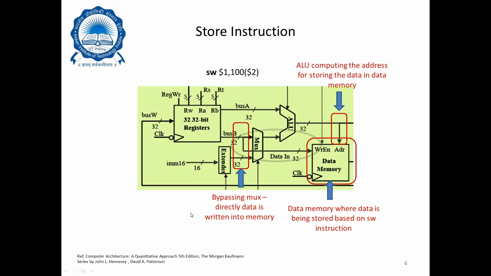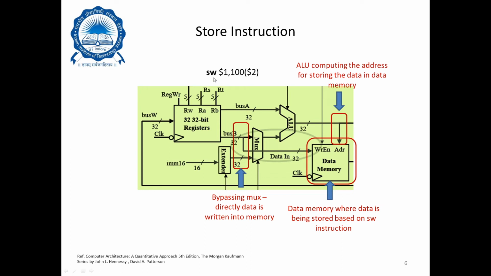Now let us have a look at the store instruction. You see here, the upper part of the block has already been explained, right? You know RW, you know RA, RB. So I'm not repeating this. This part of the block is now already known.